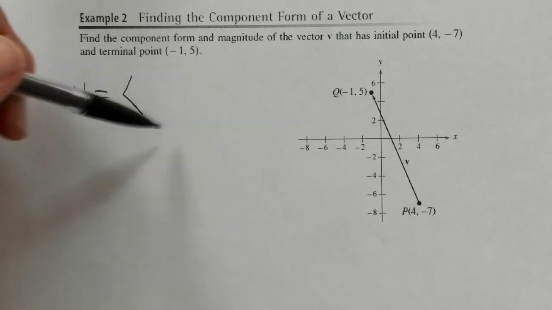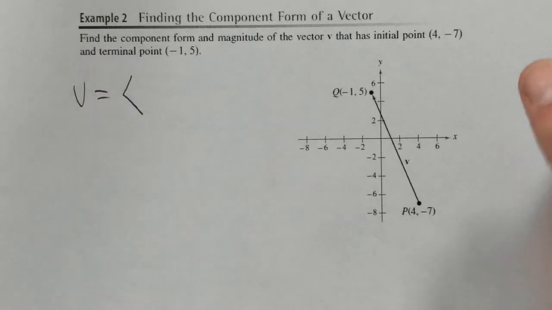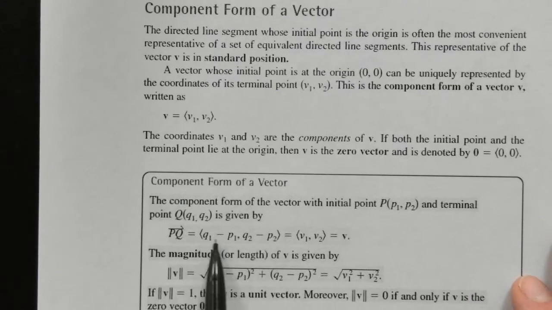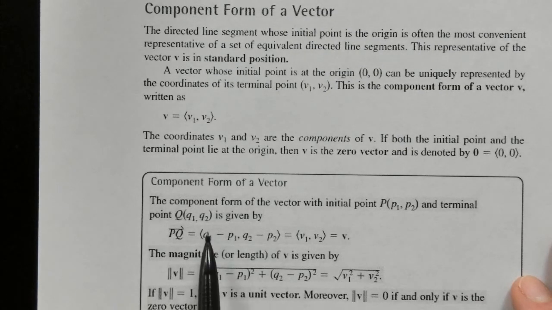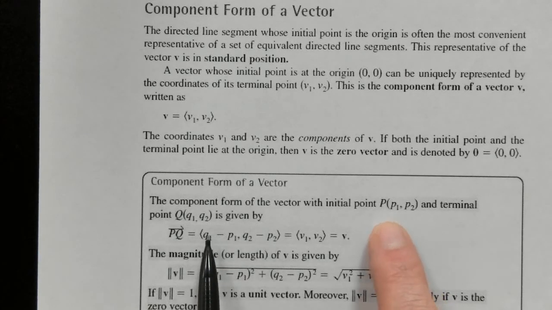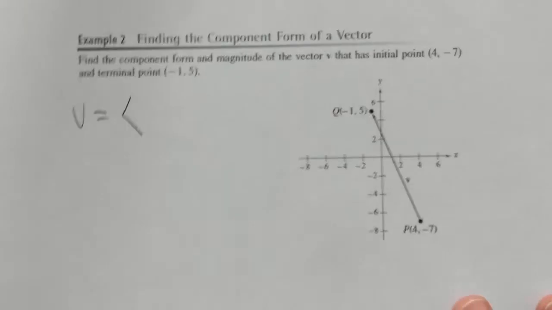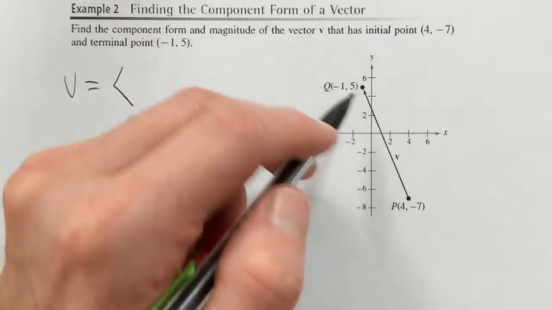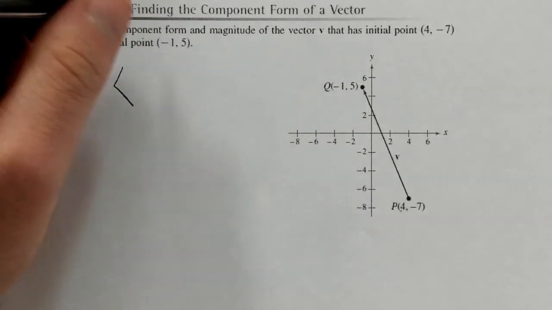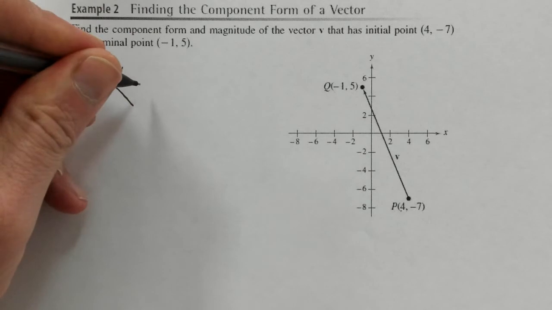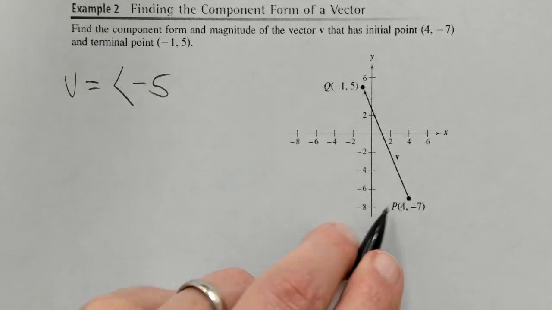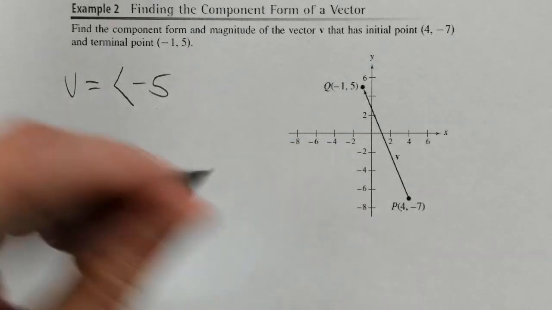So the first piece of the component form is going to be the horizontal distance as far as left or right is concerned. So how do I get it? Again, I can look back here and see that to get the component form, I need to subtract the x-coordinate of the initial point from the x-coordinate of the terminal point. So I'm going to have terminal point -1 minus initial point 4. That's -5. Or you could just say from 4 to -1, that's going down by 5. That's probably the quickest way to get it.